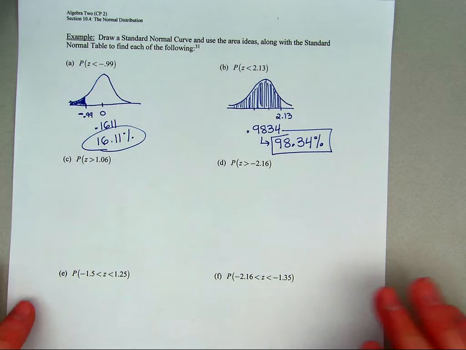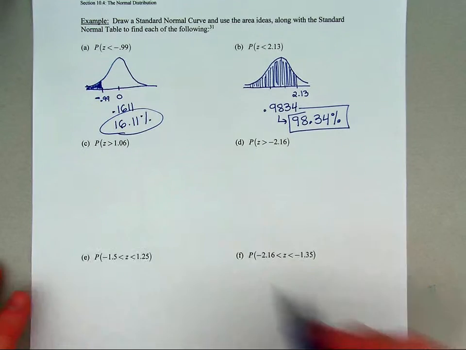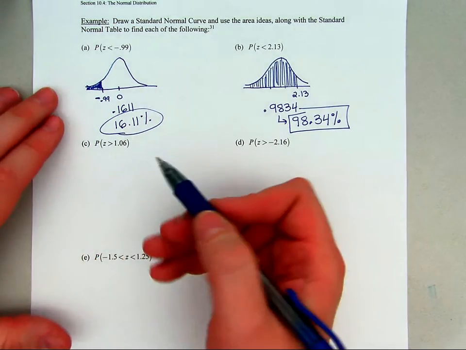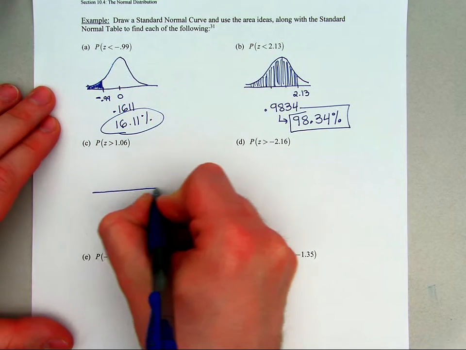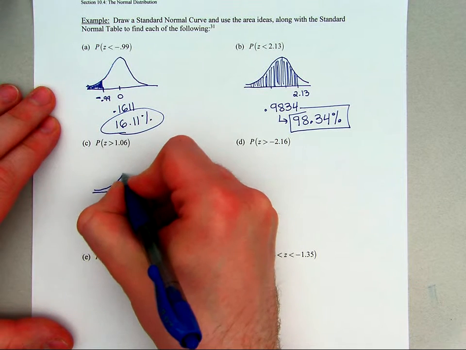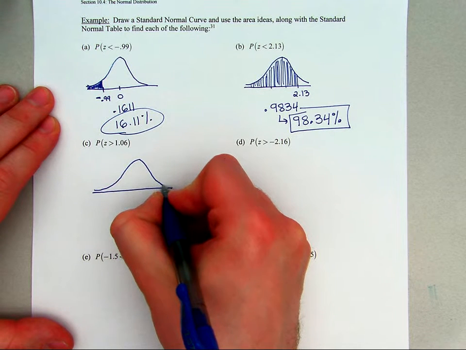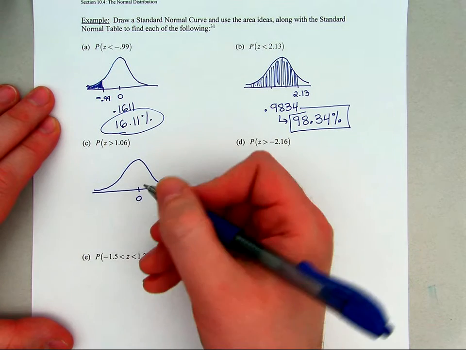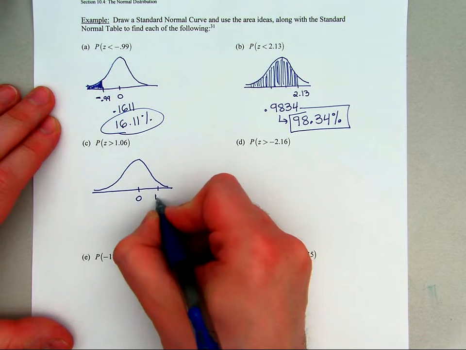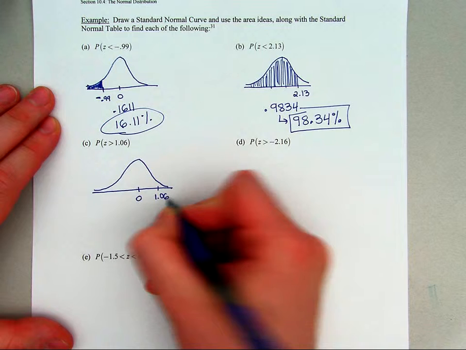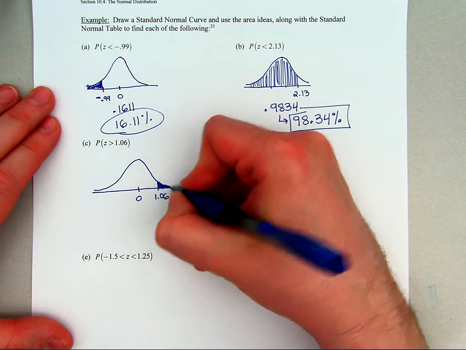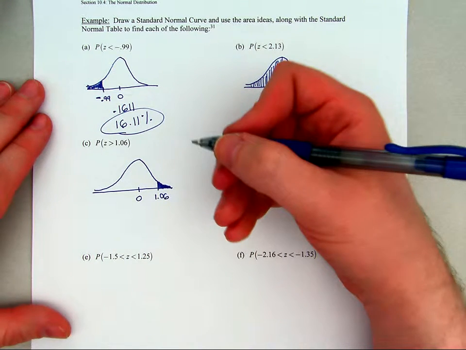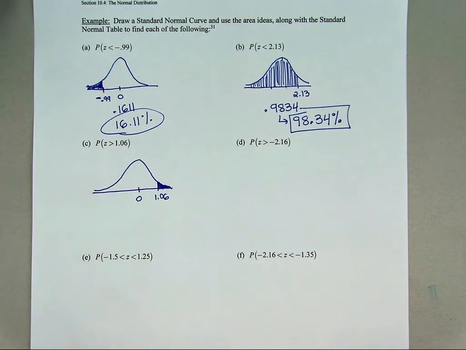In letter C, I want to find the percent of data where the values are greater than 1.06. I'm going to start by drawing my standard normal distribution. I will mark my mean at 0. And I'm going to put a tick mark at 1.06. Shading in the region, it should look like this. I don't really think this is drawn perfectly to scale, but at least this will be good enough for us to get what we need out of this. I want to find the area of that shaded region.